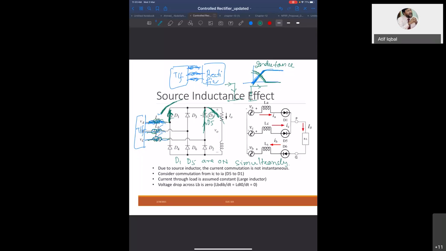While in all our analysis, what we told you was that only one from the upper and one from the lower will operate. Okay. But this is when we do not consider the impact of the source inductance. When we consider the impact of source inductance, we will see that three diodes or thyristors will be operating at one time. Remember this point: three will be operating at one time, okay? So here I am considering that current is flowing from D5 and now it will flow to D1. So we are transferring current from D5 to D1, but at the same time, both will be operating.